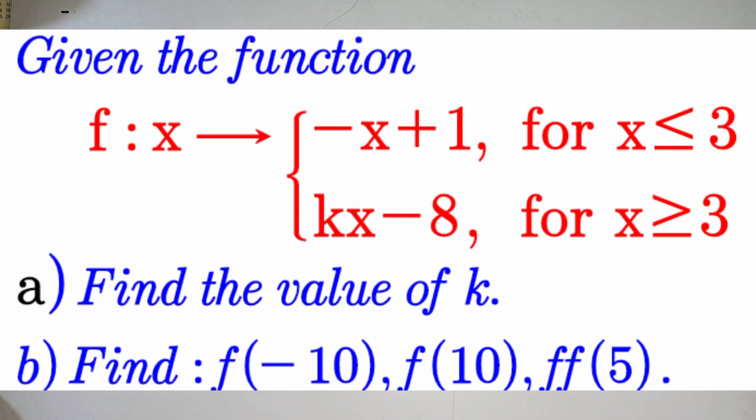All right. Question A, we're asked to find the value of k. And then question B, we're asked to find the value of the function at negative 10 and the value of the function at 10, and also the composite function f of 5. All right, so let's start.